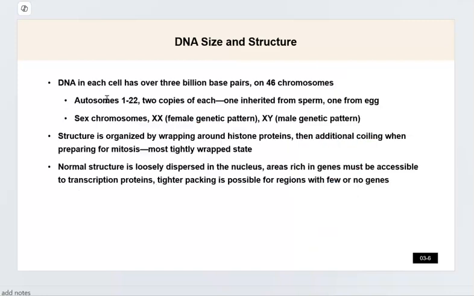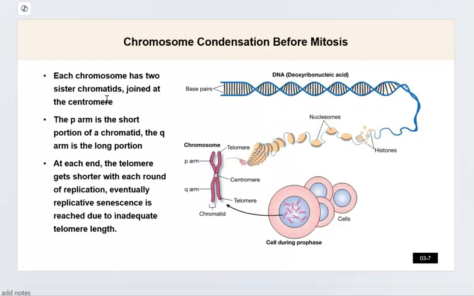All right, so then we get into, sorry, I was recording on the wrong screen. Again, before mitosis, we have chromosome condensation. Each chromosome has 2 sister chromatids. The P arm is the short portion and the Q arm is the long portion. At each end, the telomere gets shorter with each round of replication. Eventually, replicative senescence is reached due to inadequate telomere length, so they kind of fall off and die.